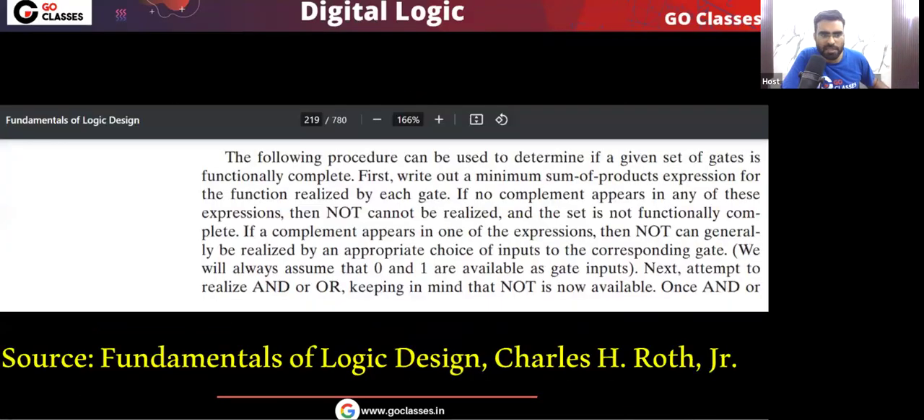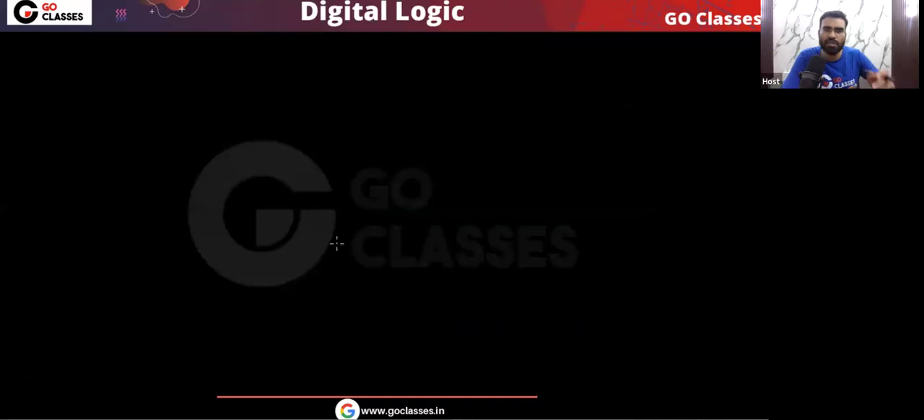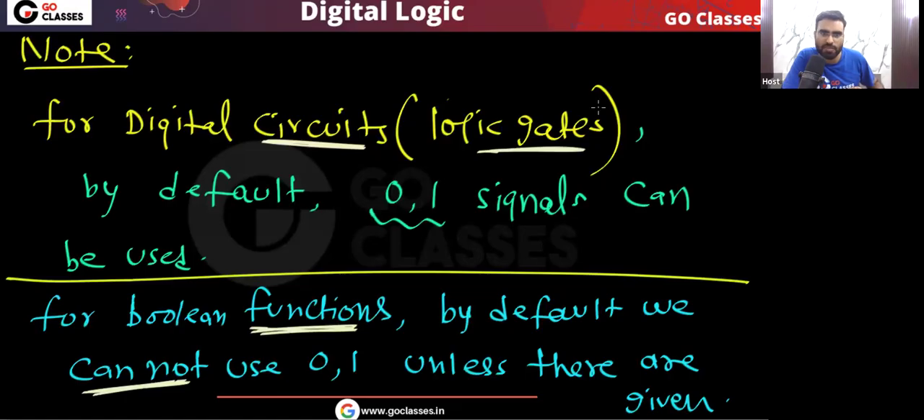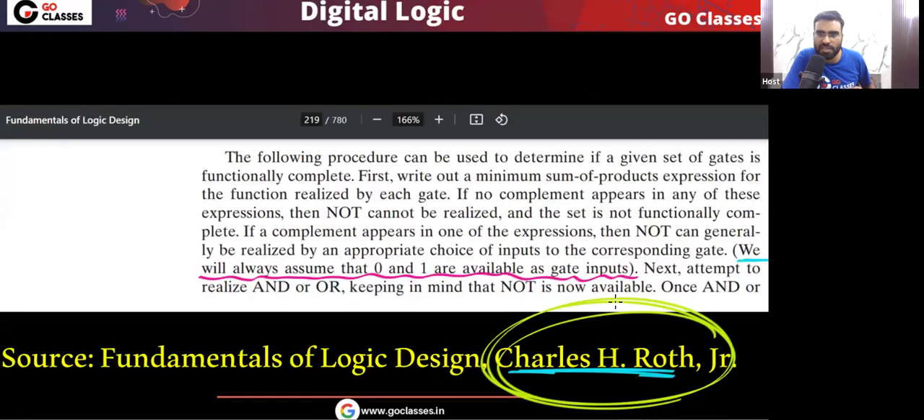Okay. The same thing is given in the Charles Roth book also. This is the Charles Roth book. In this book also, this is given. You can see, we will always assume 0, 1 are available as gate inputs. Is this clear? And let me tell you, the same convention is used by the GATE exam. In all the GATE exams, GATE CS, GATE electronics, GATE electrical, GATE instrumentation, this convention is used. Is this clear? Please tell me.